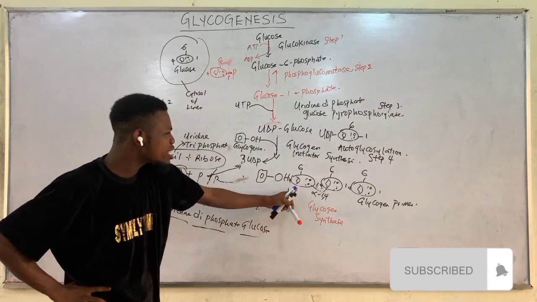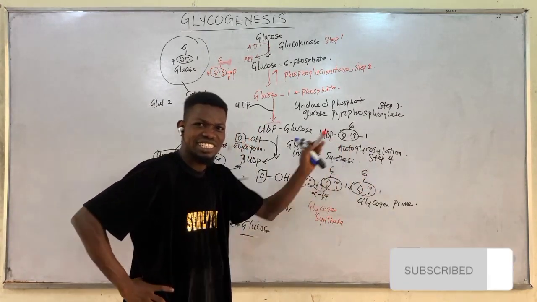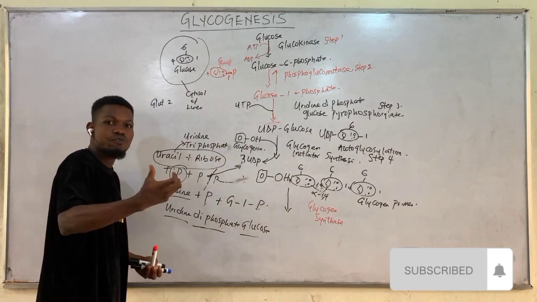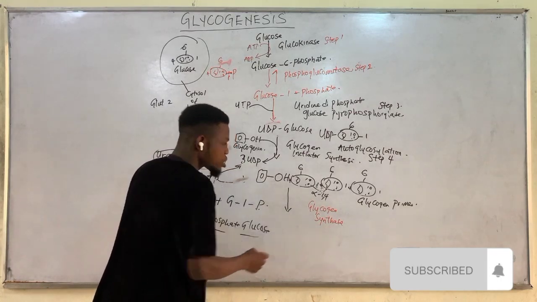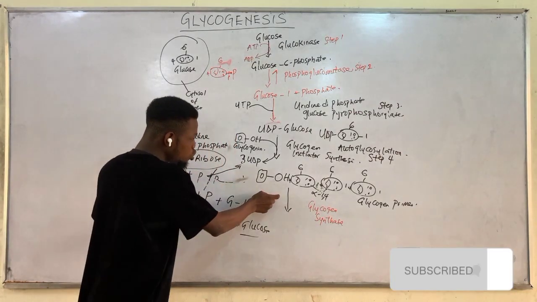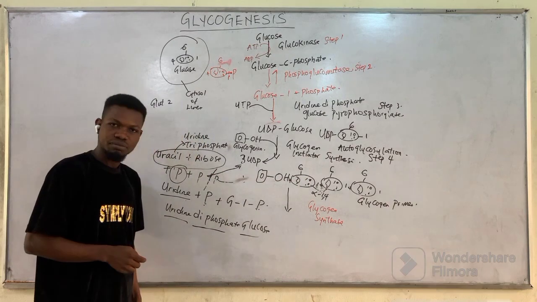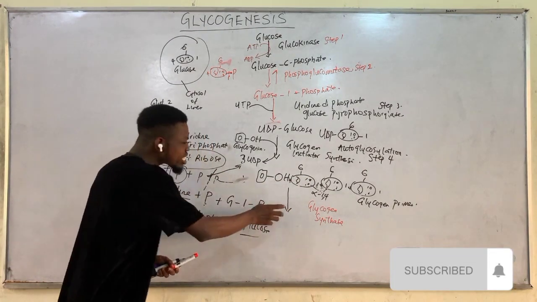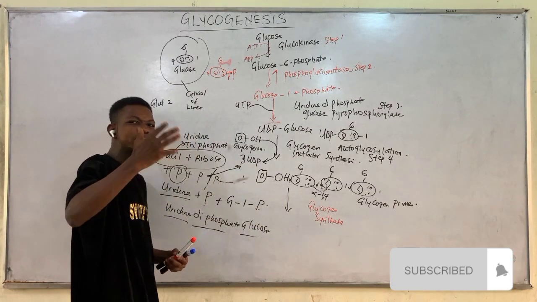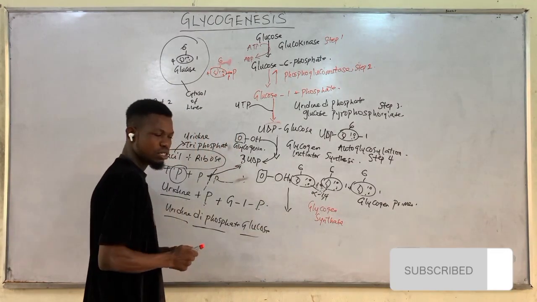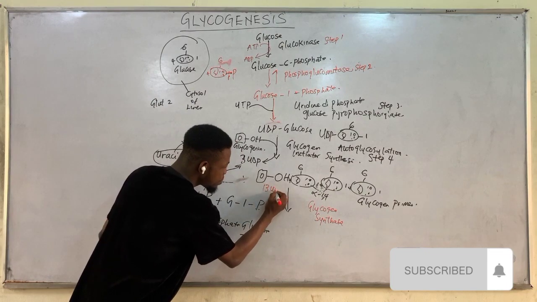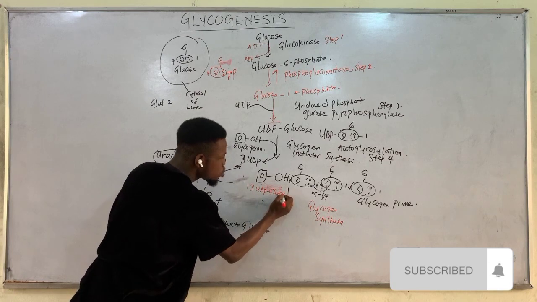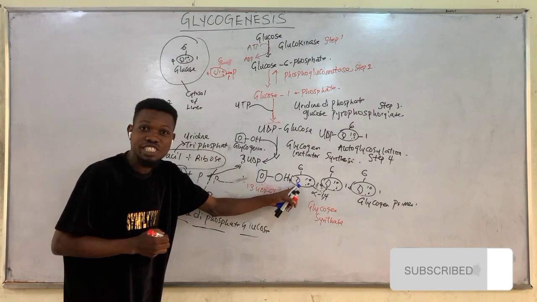So this process needs to be elongated. The glucose needs to combine more and more so that glycogen can be formed. Then what the glycogen synthase does is add more UDP-glucose to this. It's going to add more of what? UDP-glucose. So glycogen synthase will add about 13 UDP-glucose to the glycogen primer. So when it adds 13 UDP-glucose to this molecule, which is the glycogen primer.